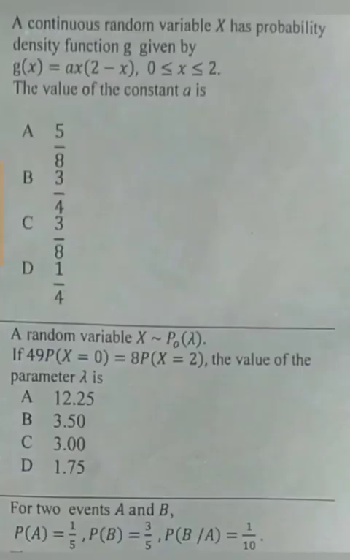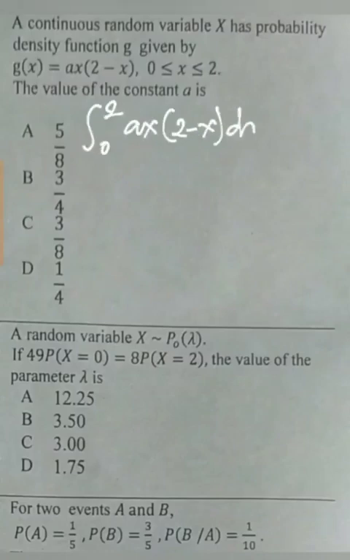In the next question, we have a continuous random variable x has probability density function g given by g of x equals ax into 2 minus x for 0 less than or equal to x less than or equal to 2. The value of the constant a is, and we have these options. Generally, for a random variable, the sum of all its probabilities must be equal to 1. And so we have that the integral from 0 to 2 of g of x, ax into 2 minus x, dx should be equal to 1.